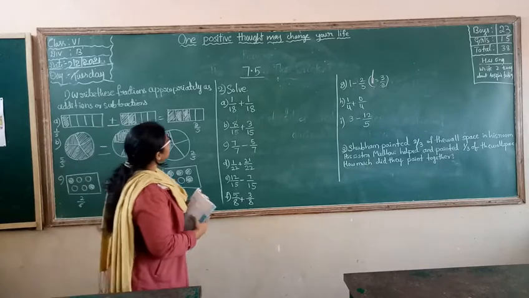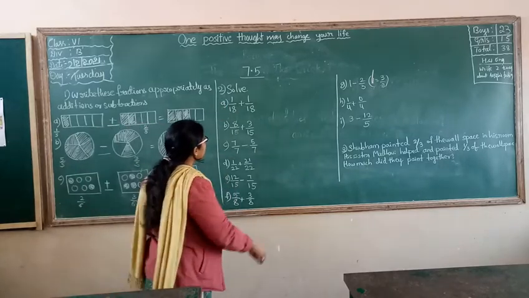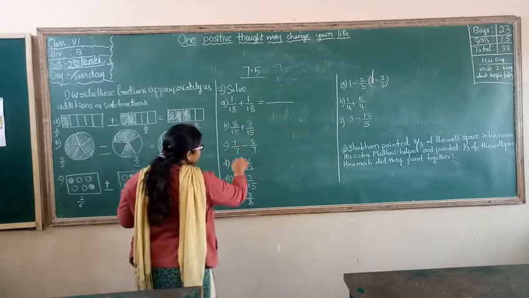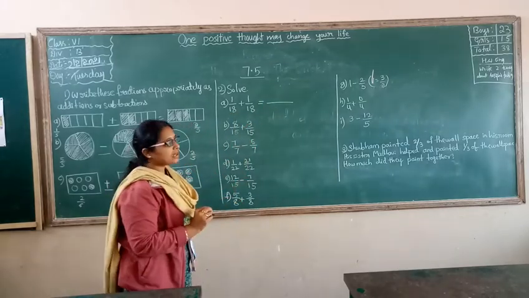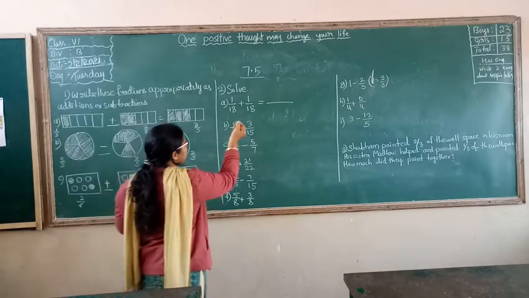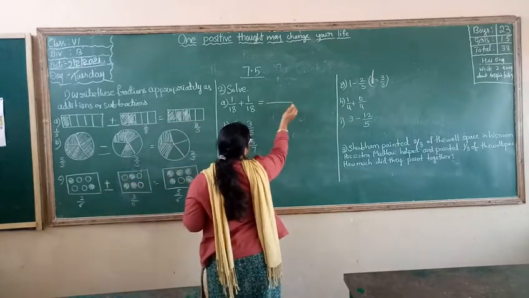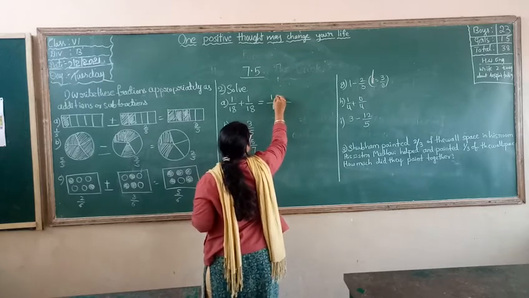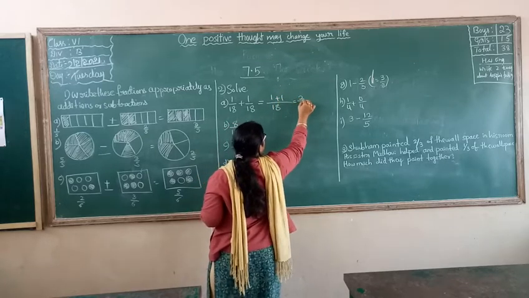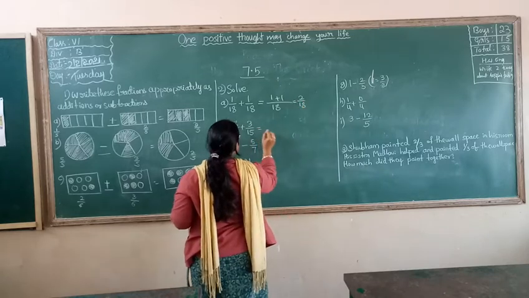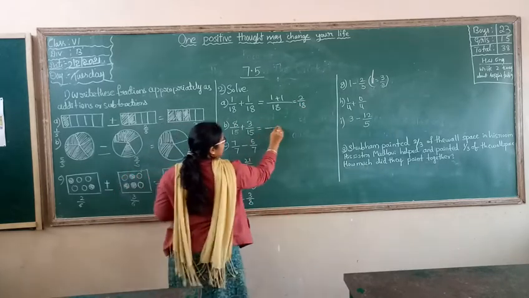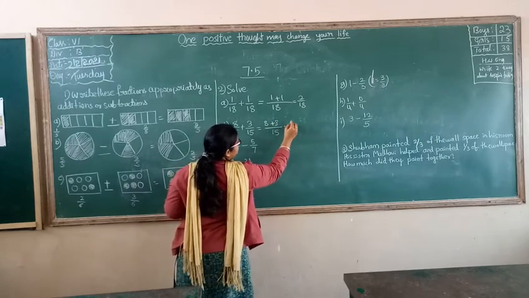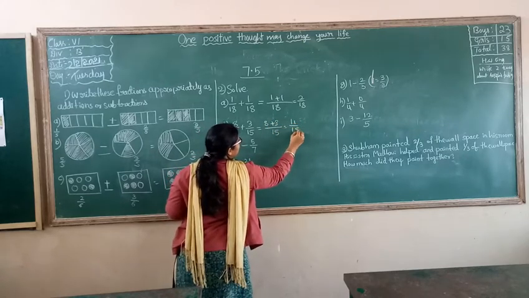And the second question: solve these problems, we need to add these fractions. Okay? All the denominators are same, so there is no problem adding the numerators. So 1 plus 1 is equal to 2 by 18. And the second one, 8 plus 3 divided by 15, it is 11 by 15.